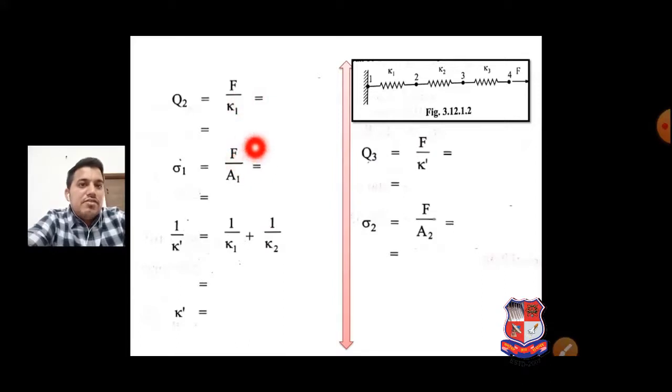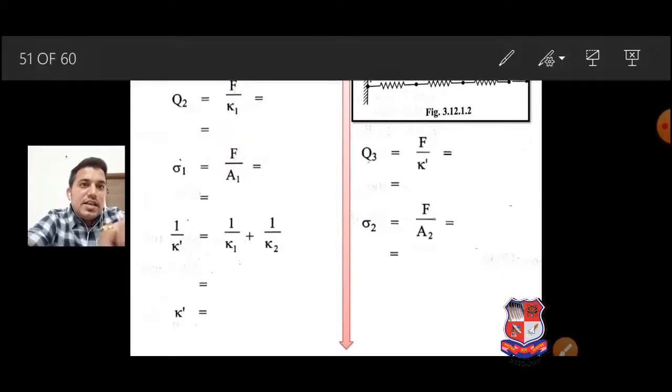To find this we have to find q2 and q3. Why are we finding q2 and q3? Because q1 is already 0 due to the fixed point. So we want to find the stress at the first node and the stress at the second node. For that purpose we are searching for these. Let's start.